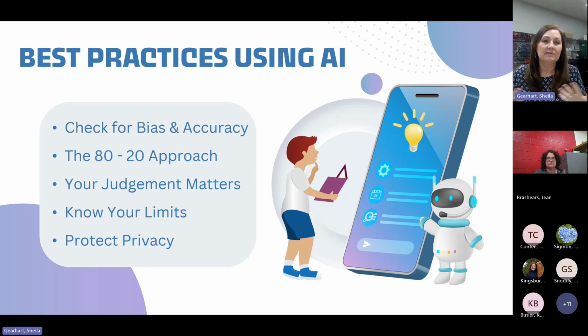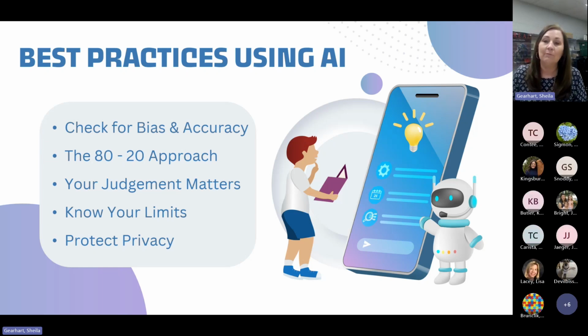When we're using them, we need to check the things they generate for bias and accuracy, because AI might occasionally, believe it or not, produce things that are incorrect or biased. So we need to fact check and double check before we share anything with students. One idea you might want to think about is that 80-20 approach.